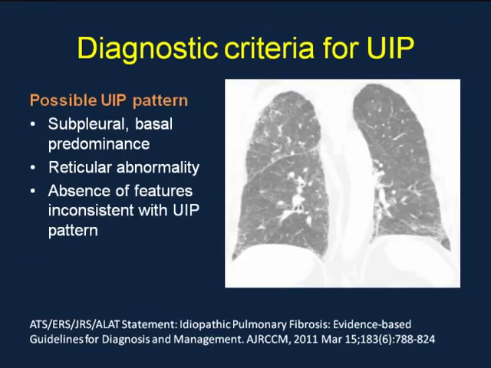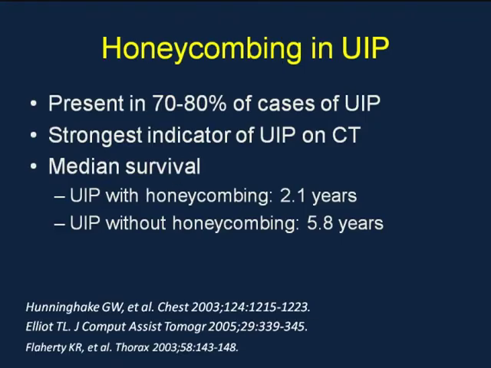Now, the possible UIP, the only difference in these criteria with the ones I just showed you is the absence of honeycombing. So honeycombing is the pivotal distinguishing point. We do have to understand that there is a substantial minority of cases, or sometimes majority, with UIP in whom you can't make the diagnosis because there is no honeycombing. Those people need to go for biopsy because the features overlap with other lung diseases. Honeycombing is present in about 70 to 80% of UIP. It's the strongest indicator, and it does have prognostic significance. If you have UIP with honeycombing, about a 2-year median survival. Without honeycombing, survival seems to be longer. Whether that's because of earlier disease or a different disease phenotype, I think is unclear.